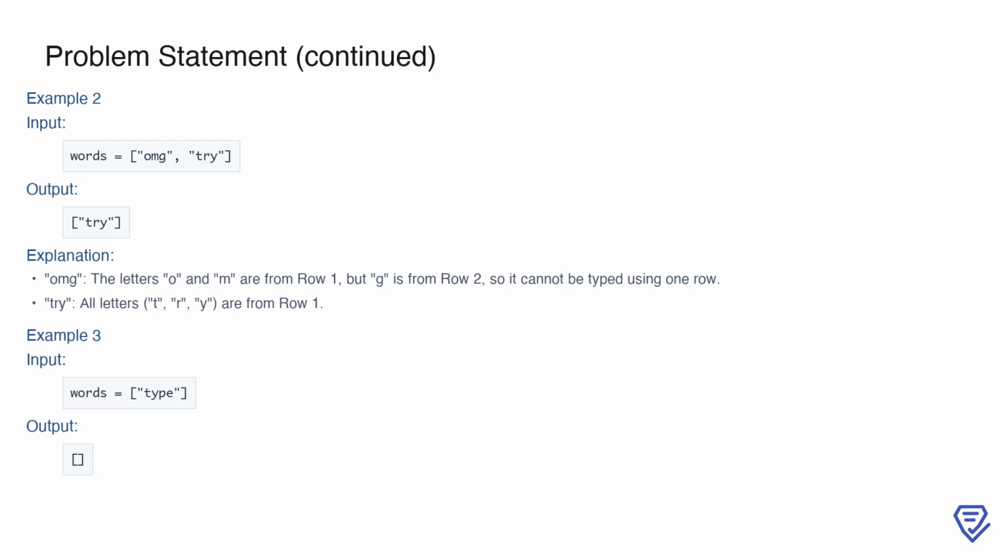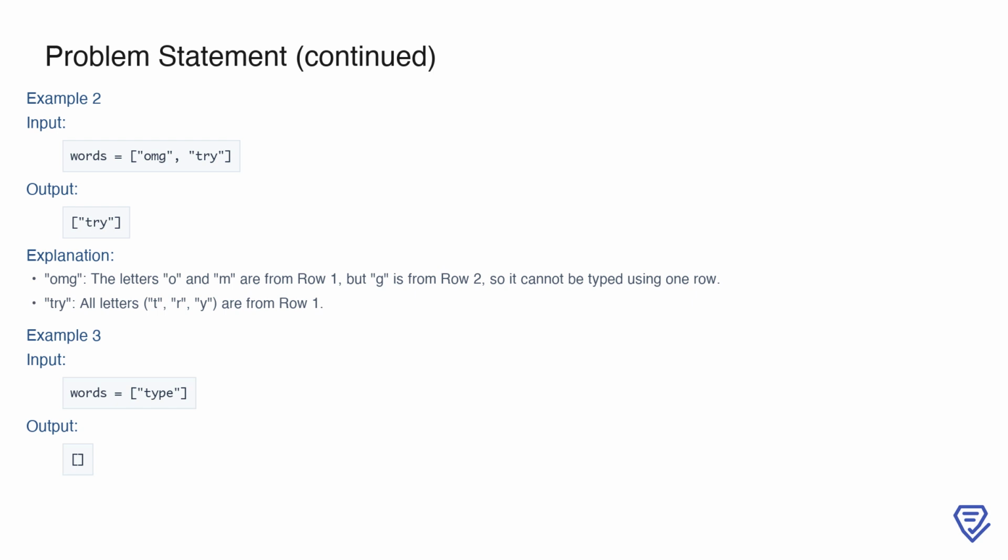Now let's explore another example. If the input array is words equals OMG, try, the output will be try. Breaking it down, the word OMG contains letters from multiple rows. O and M are in row 1, while G belongs to row 2. This disqualifies OMG from the output. Meanwhile, try qualifies, as all its letters T, R, and Y are part of row 1.